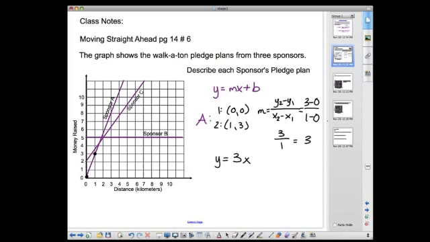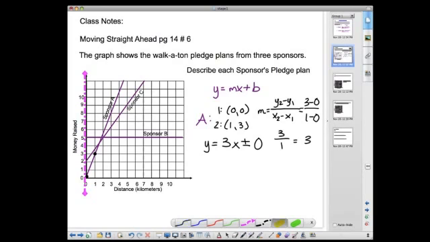Well, where does my line for sponsor A intersect the y-axis? Well, here is my axis, and the line from sponsor A intersects my axis at 0. So the conclusion of my equation would be plus or minus 0, but since 0 doesn't affect our equation, I could also choose to leave that out. It would not be incorrect if I didn't include a y-intercept. So this is the way I would describe my pledge plan for sponsor A.